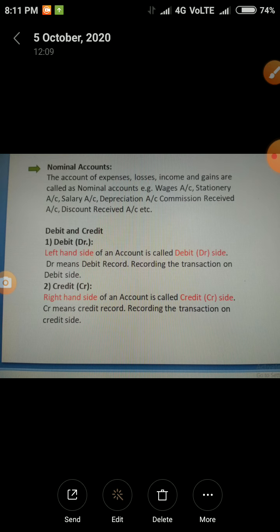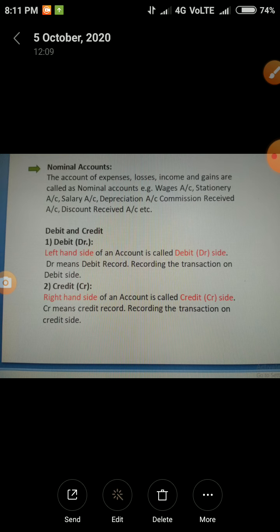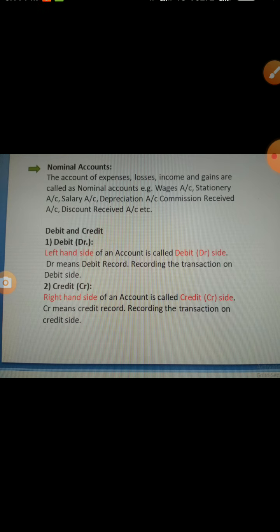For example, suppose you prepare 3 accounts: personal account, real account, nominal account. First is given rent account. Then rent is an expense and expenses are recorded in nominal account. Therefore, in nominal account column you must write rent. Second example, outstanding wages. Now outstanding wages are a representative personal account and therefore it's related with the personal account, and therefore you must write the outstanding expenses in personal account column.